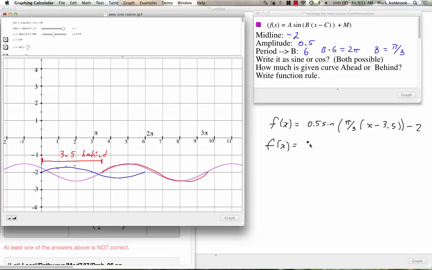Cosine. Everything else is the same except the shift. Same period, same coefficient b. Same vertical shift, so we just got to figure out the shift if it's cosine. So sketching the unshifted cosine, it's going to look like this. So the black one is unshifted cosine. Closest one starts here. Ahead or behind? Ahead by how much? Ahead by 1. So you could do plus 1.